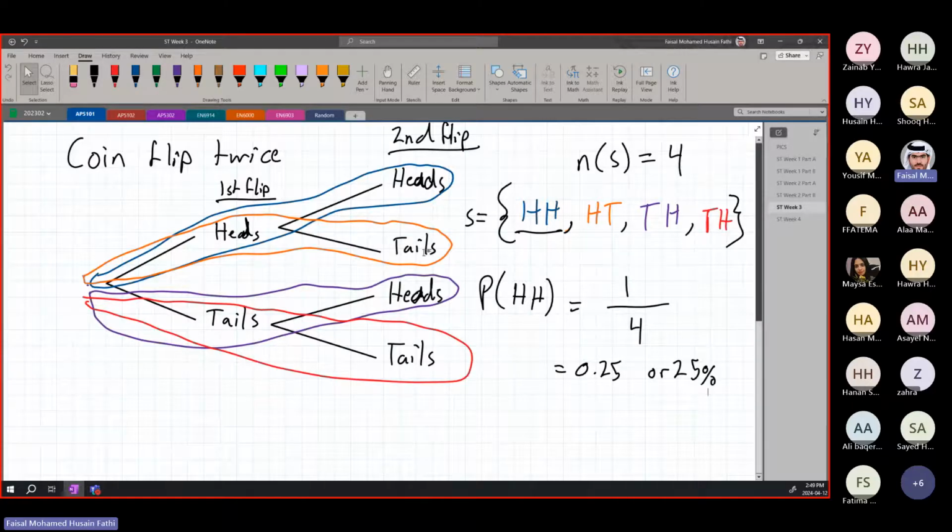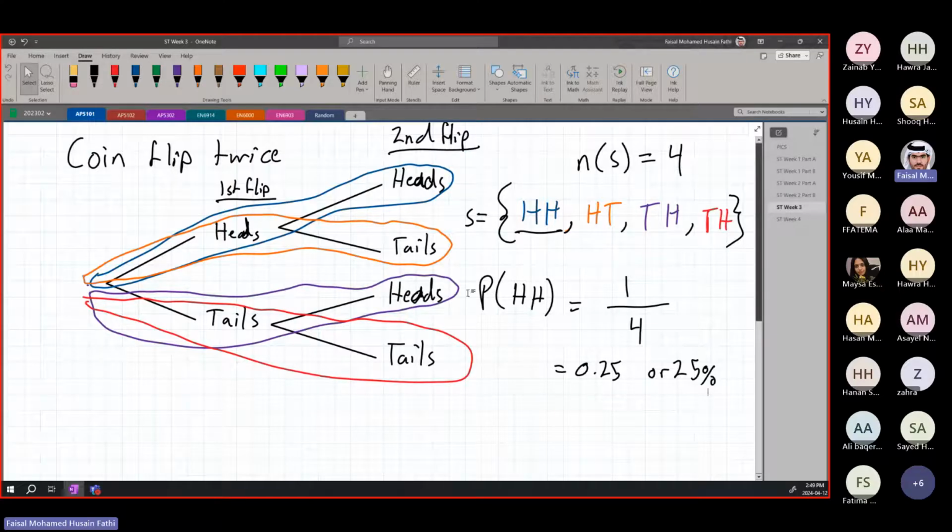This is what they call a tree diagram, which is explained in later weeks, but this is the very basis of probability. It's always easier to visualize when you draw a tree diagram, especially when it comes to coin flipping, because it's a very simple thing to look at.